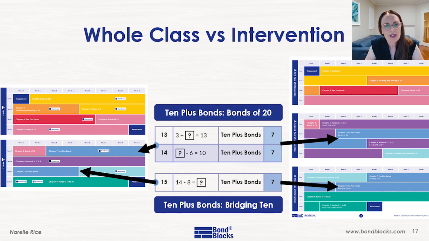I want to touch briefly on the blue chapter. When you get your kit, you'll notice there's 2 wallets of blue activities. One wallet refers to questions 13 and 14 on the test, and those questions are all about applying bonds of 10 to make bonds of 20. Then there's one other question on the test, 15, and that relates to the second set of activities in the second wallet, and they're all about how to bridge 10.